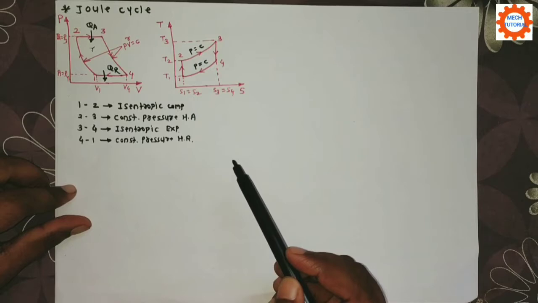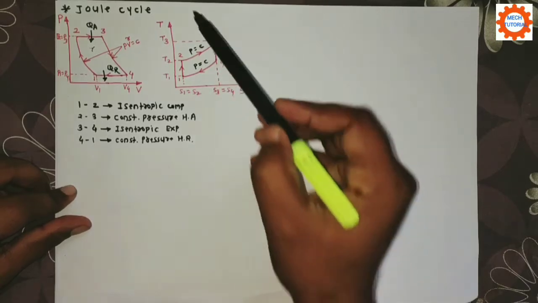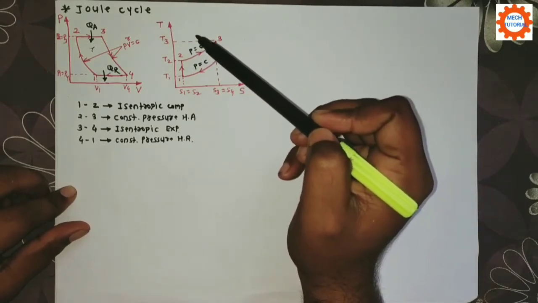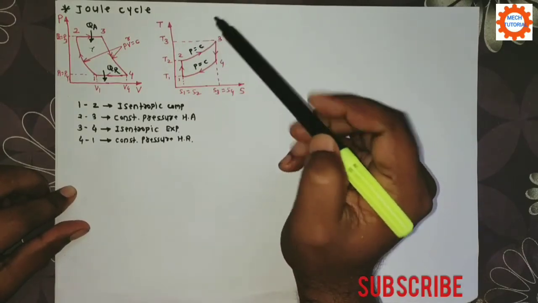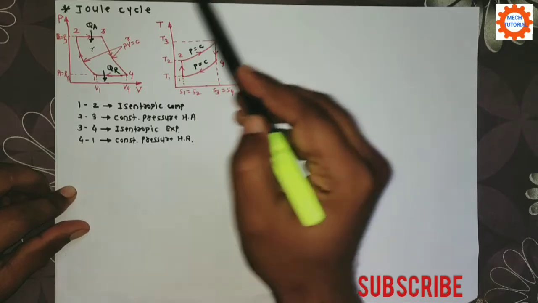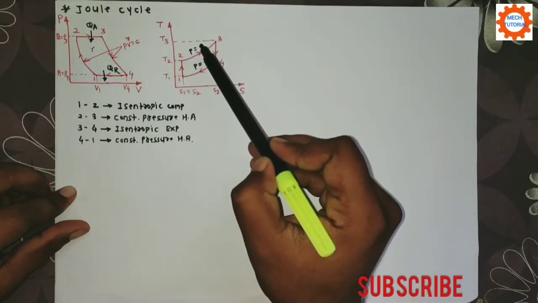In this video, we are discussing the Joule cycle. Joule cycle is also known as the Brayton cycle. This Joule cycle consists of 4 processes, in which 2 processes are isentropic processes and 2 processes are constant pressure processes. Look at the PV and TS diagram of the Joule cycle.